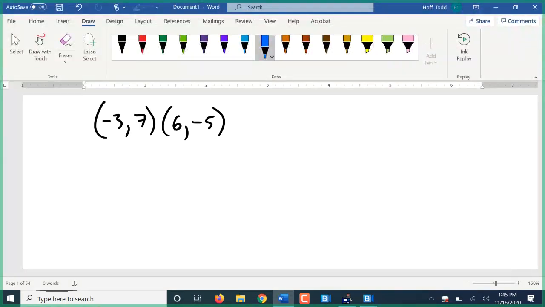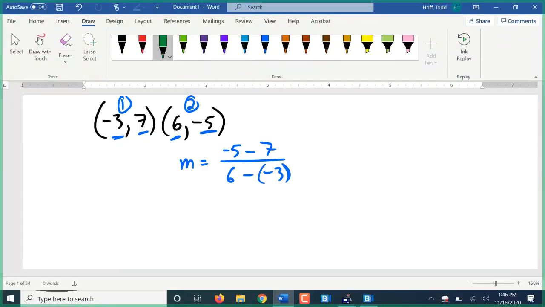If I want to find that slope, I label them points 1 and 2. I'm just going to use m for slope. Remember, it's y2 minus y1. Well, y2 is the -5, minus y1 is the 7, over x2 minus x1. Remember, x2 is the 6, minus x1 is -3. I'll put the -3 in parentheses so we see that it's minus a negative. -5 minus 7 is -12. 6 minus a -3 is a +9.